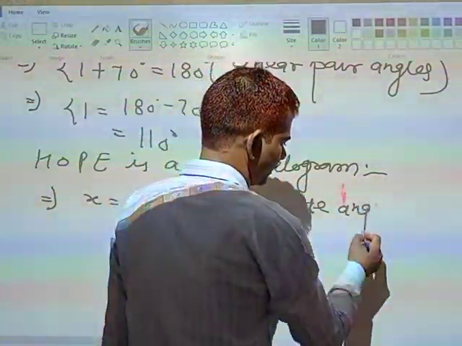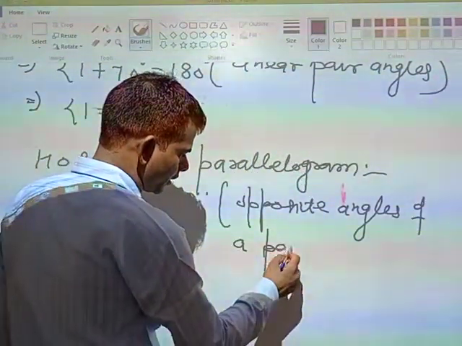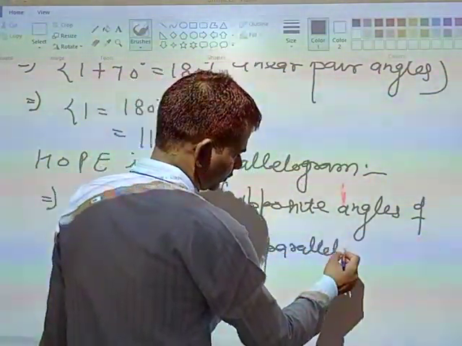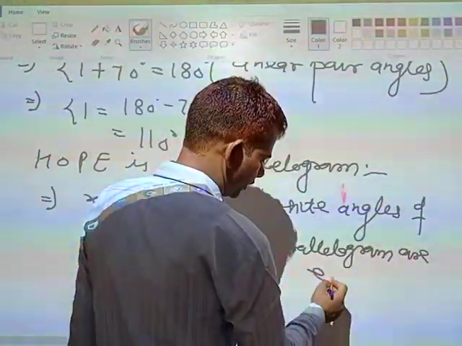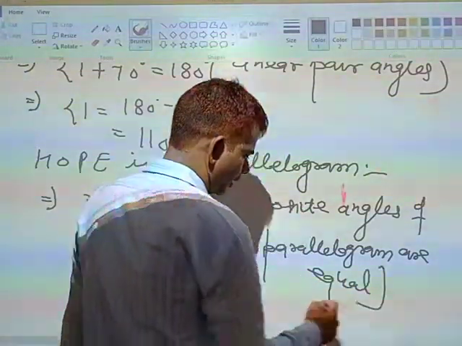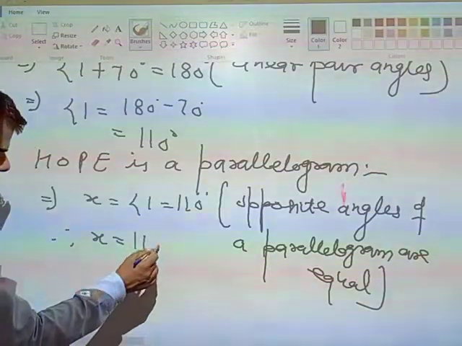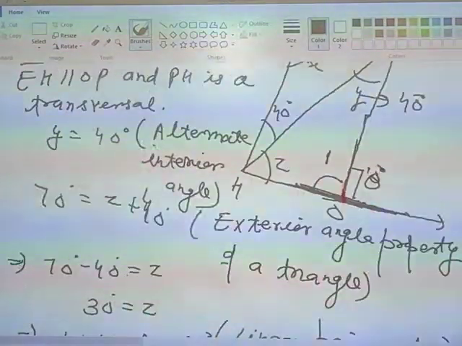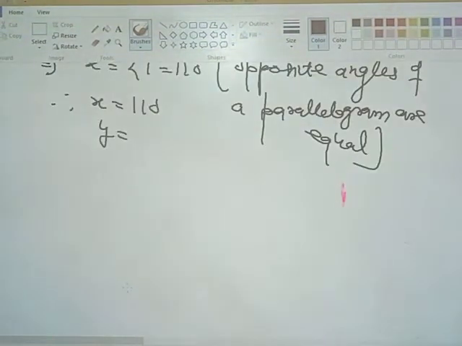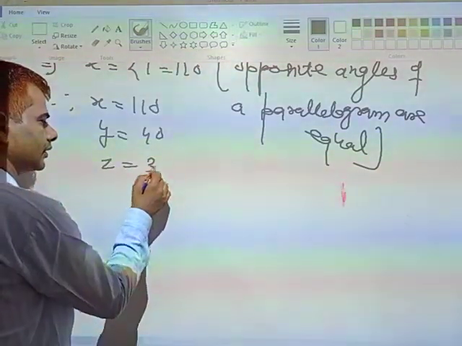Why? Opposite angles of parallelograms are equal. Therefore, x is equal to 110, y is equal to y. What is y? Y is 40 and z is 30. Y is 40 degree and z is 30 degree.